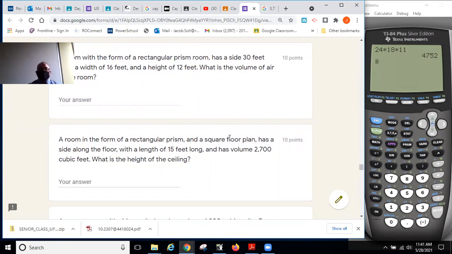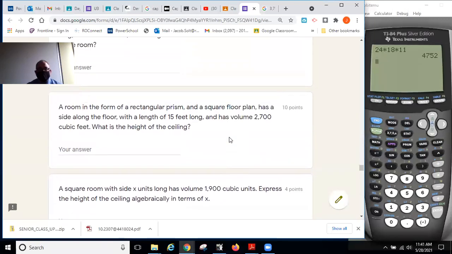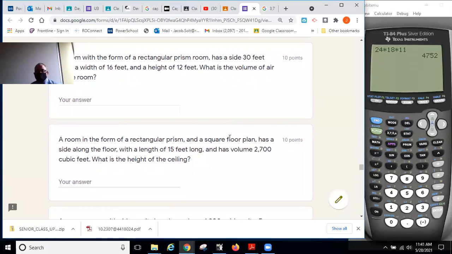That one and the one below it, and then we'll move on. Oh, and then one below that, and then we'll move on to example 6. So let me give you like 3 minutes to work on these 3 problems. Pretty quick problems. Length times width times height. Make sure you label your units. Length times width times height, and label your units.